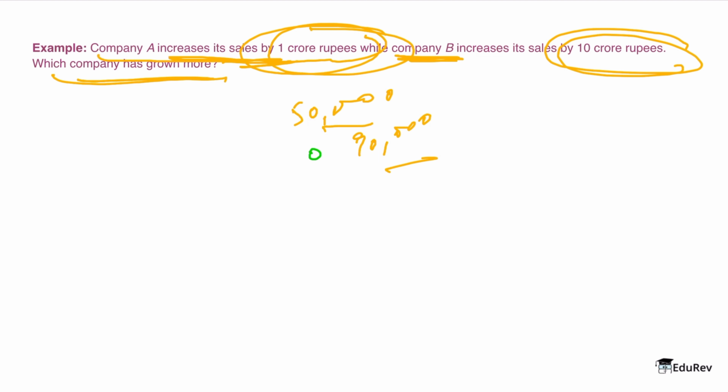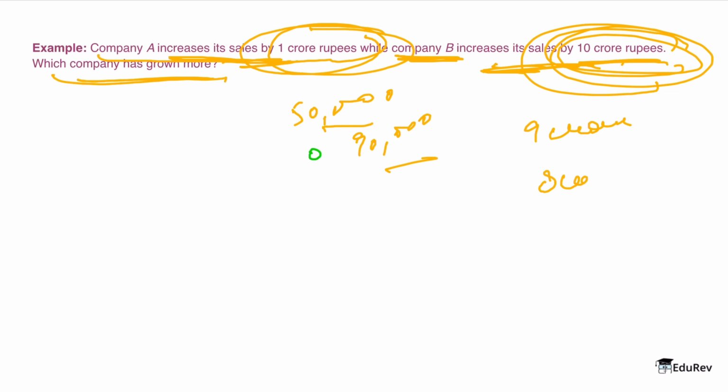What is the baseline? And B has increased its sales by 10 crore. So was the previous sales 9 crore, and it has increased by 10 crore out of it, or 8 crore? What's the baseline? How can I actually compare these two things? So apparently the answer to the question seems to be Company B. Now most of you will think that Company A has only increased its sales by 1 crore, whereas B's sales increased by 10 crore. But the question cannot be answered since we do not know the previous year's sales figure.